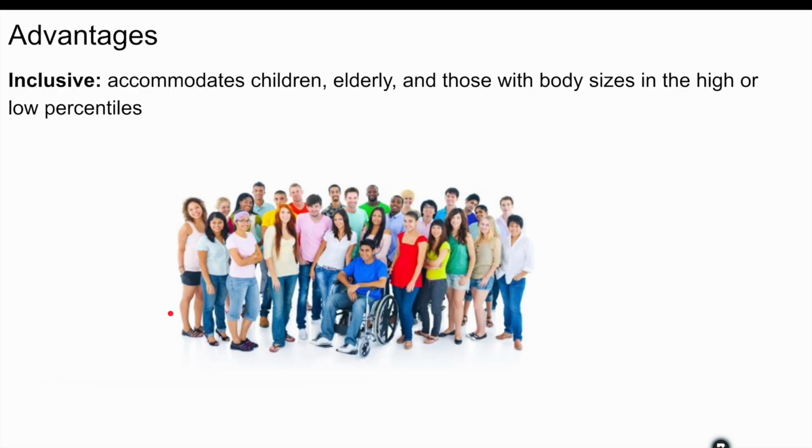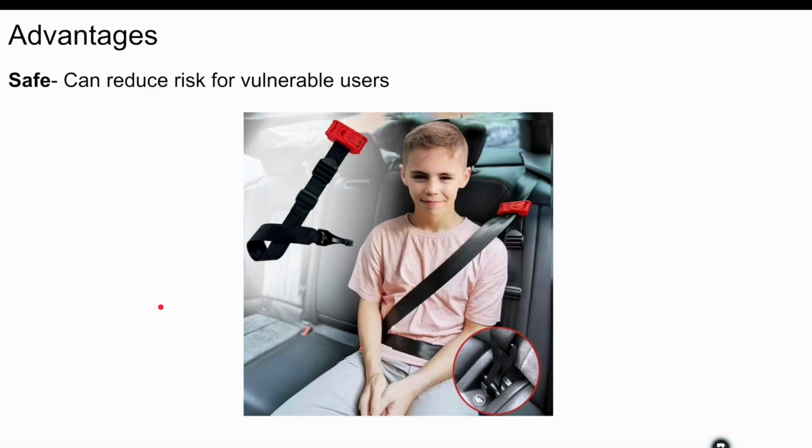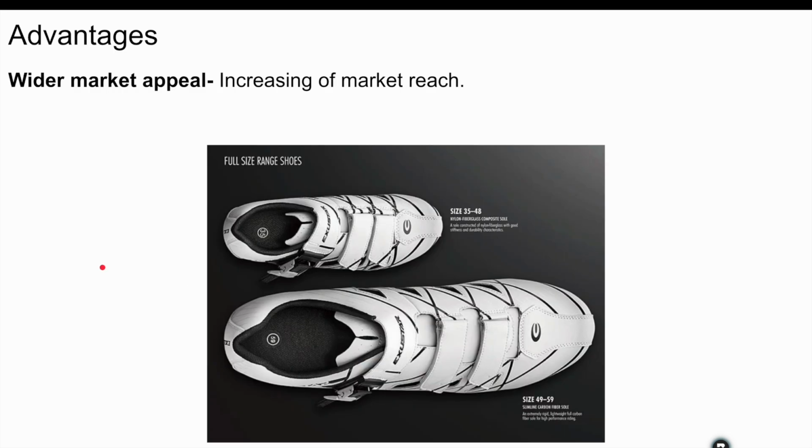The advantages, of course, is that they're inclusive, so it accommodates children and elderly and those with body sizes that are in the high or low percentiles. It can increase safety, so it can reduce risk for vulnerable users, like a seatbelt is meant to be adjustable for everybody. So even someone who's young can use that seatbelt. You'll have wider market appeal. So it'll increase that market reach. So if you have sizes that are very big and very small, then you of course can market to a wider range than if you only have a limited number of sizes.